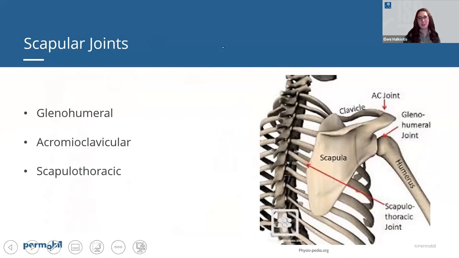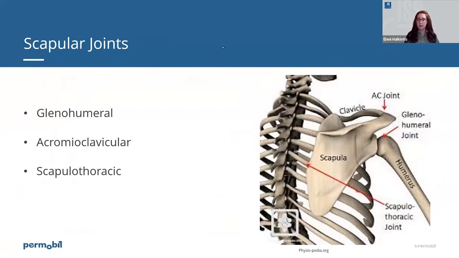So the scapulae have 3 joints. We have the glenohumeral joint, the acromioclavicular joint, and the scapulothoracic joint. The glenohumeral joint is the most common joint that we think of when we're considering the shoulder. And the glenoid fossa for the glenohumeral joint is part of the scapula. So that's the integral part of our shoulder joint where we get 180 degrees of range of motion.